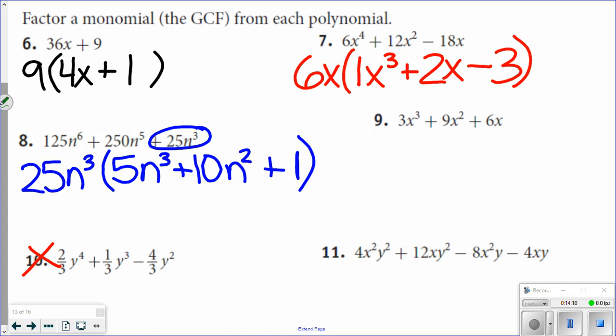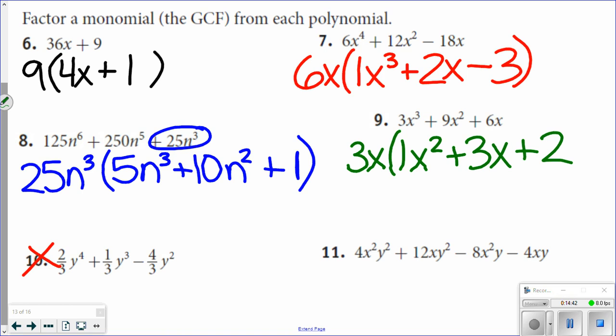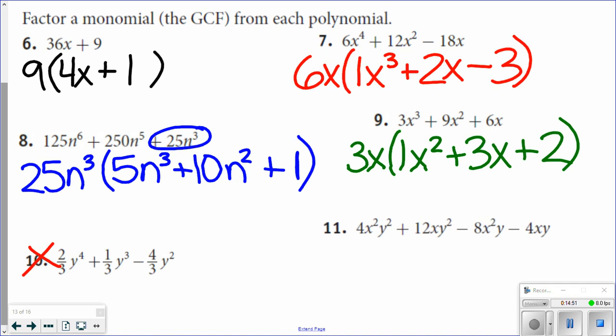Question 9. 3, 9, and 6. So 3 is the GCF, and they all share 1x. 3 divided by 3 is 1. X, 3 minus 1 is 2. 9 divided by 3 is 3. 2 minus 1x is just 1x. Plus 6 divided by 3 is 2. And then I have x divided by x, and those cancel each other out. So I'm left with no x's. So just a plus 2 and end your parenthesis.